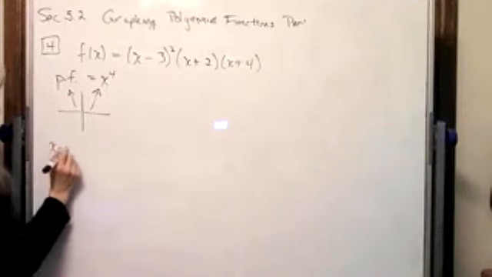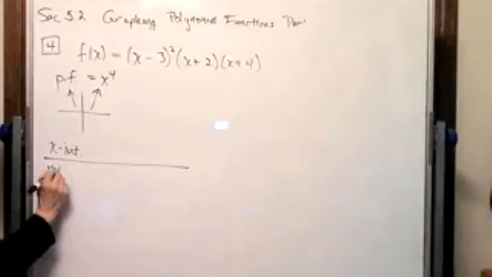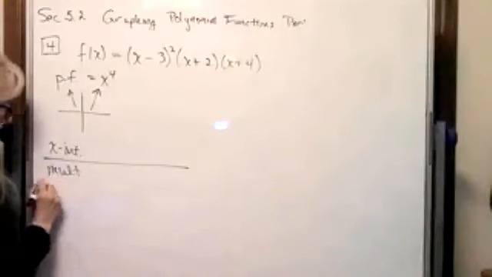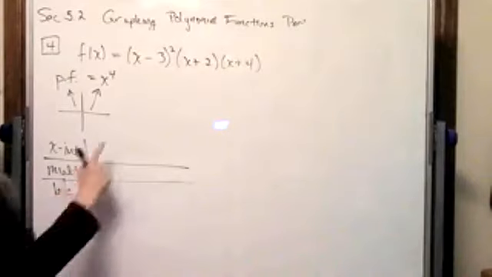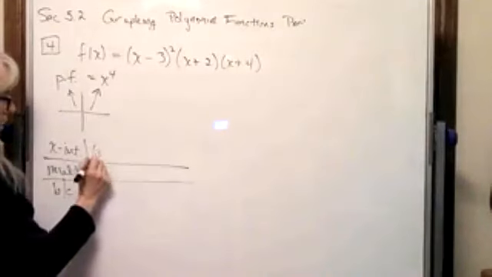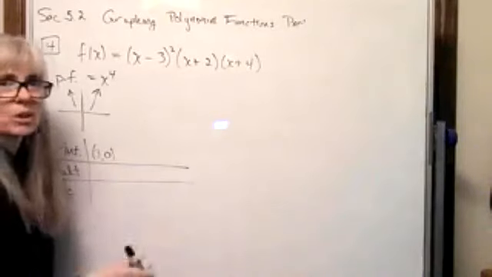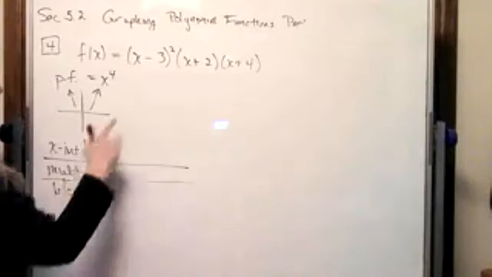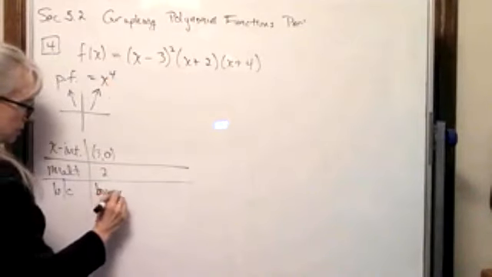And we'll build our little chart of our x-intercepts, our multiplicity, and again, whether they're going to bounce or cross. So our first x-intercept is at (3, 0). It's the first one we're identifying. It may not be the first on the number line, but it's the first one we're looking at. Its multiplicity is 2. So we know the graph is going to bounce or touch.